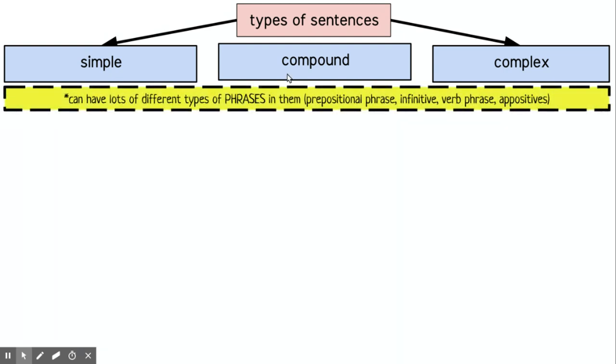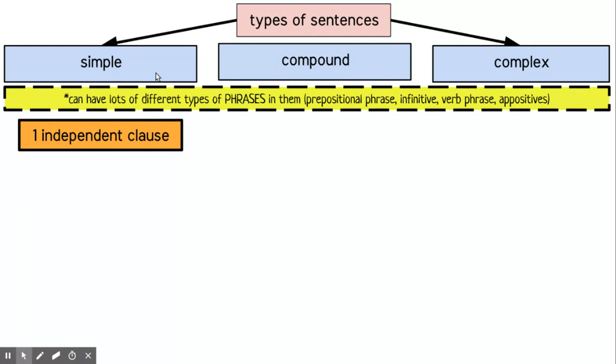So when we look at these types of sentences, we can add all kinds of phrases to them without changing the type of sentence. And that's why we always eliminate them first. We look for prepositional phrases and infinitives, verb phrases, and appositives. All right, thinking just about simple sentence.